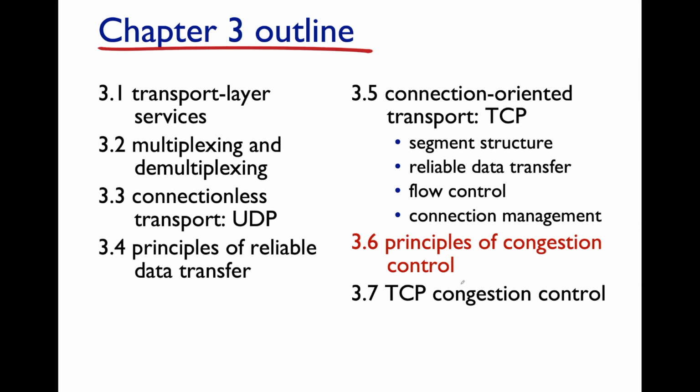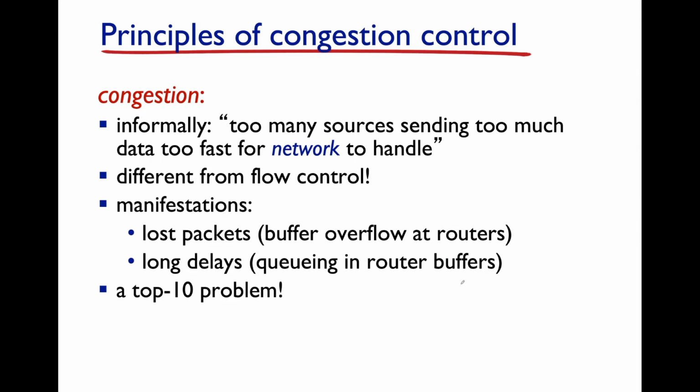All right. So let's turn our attention to principles of congestion control. We're going to look at why congestion happens from the perspective of the perceived end-to-end throughput, called the goodput, between the applications above. And so congestion informally means that you have too many sources sending too much data faster than the network can handle it.